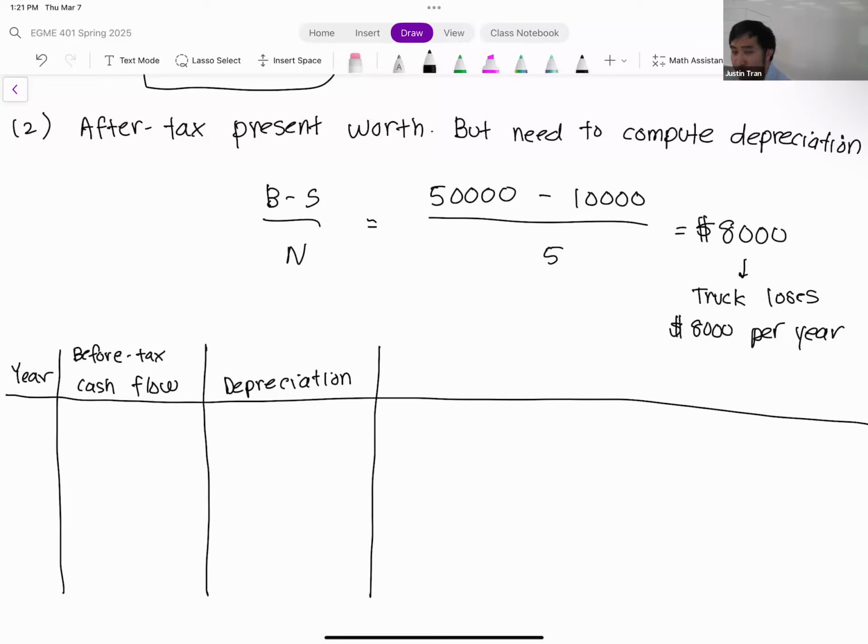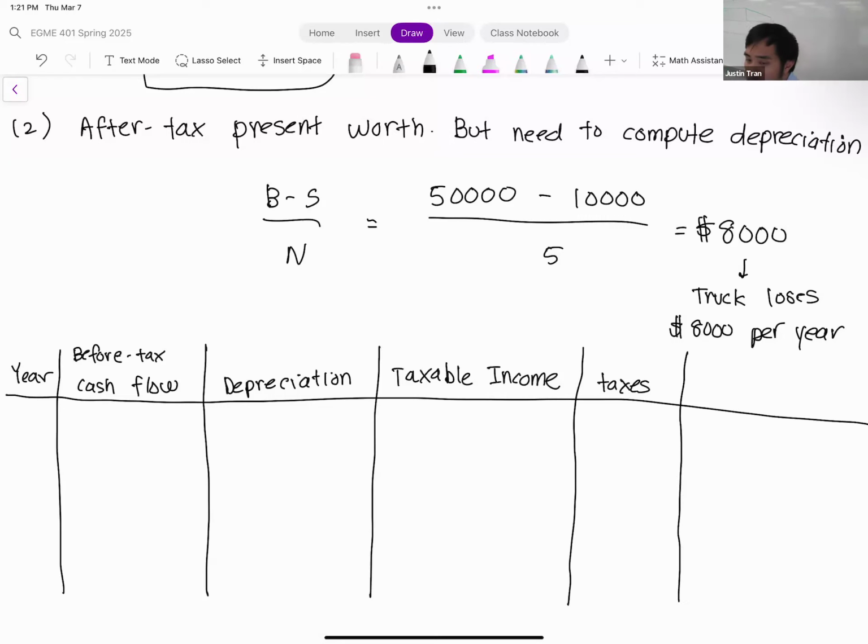Okay, next column is going to be depreciation. That's how much we're going to subtract away from our before tax cash flow. Next column is going to be taxable income. That's the amount of income that we're going to be taxed on. Once we compute the taxable income, we can then multiply it by the tax rate in order to get our taxes for that year. And then after we subtract out our taxes, we can then obtain our after-tax cash flow.